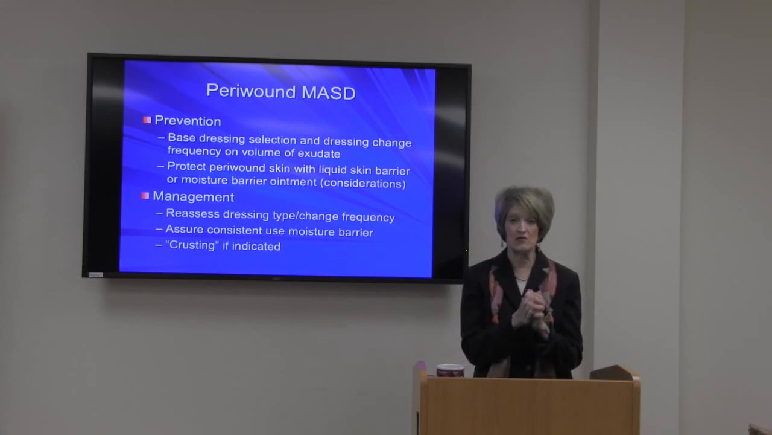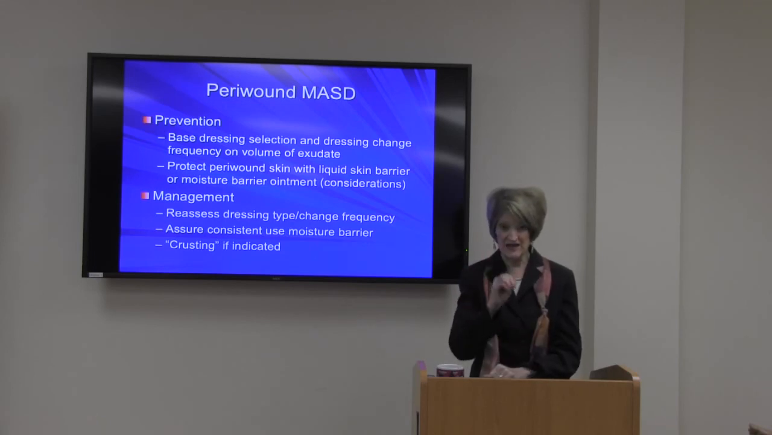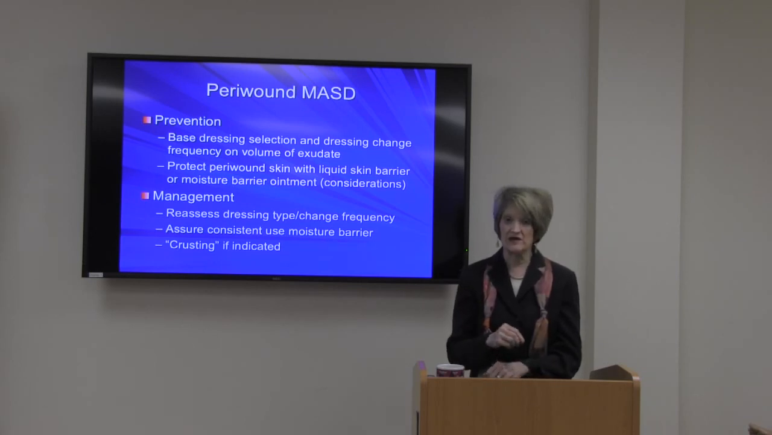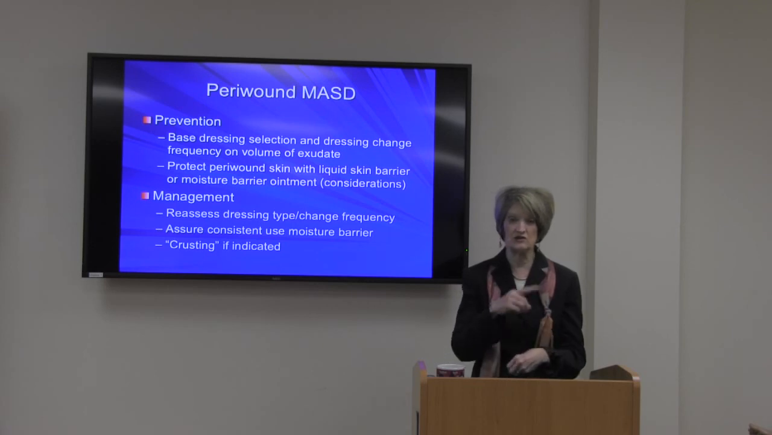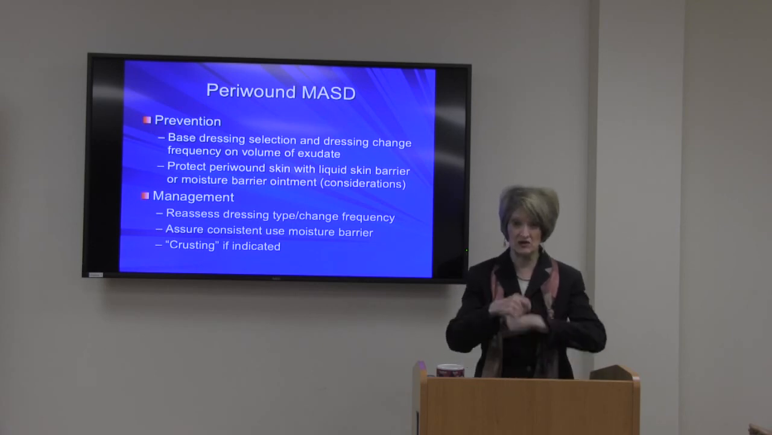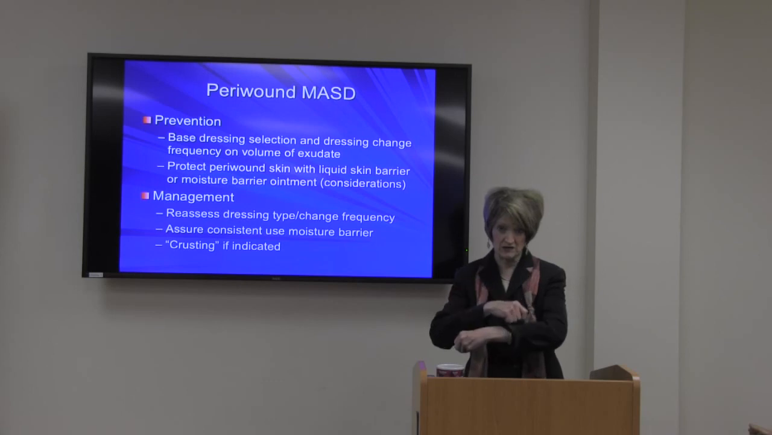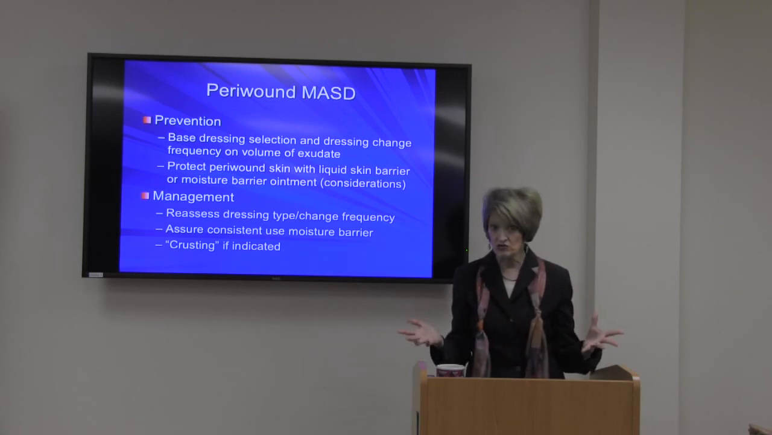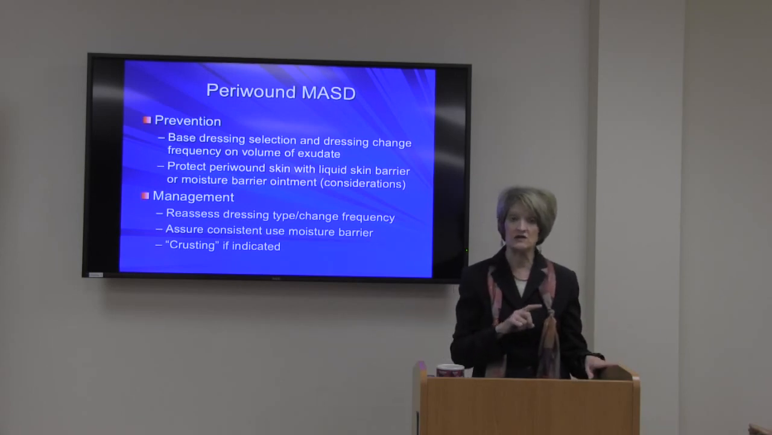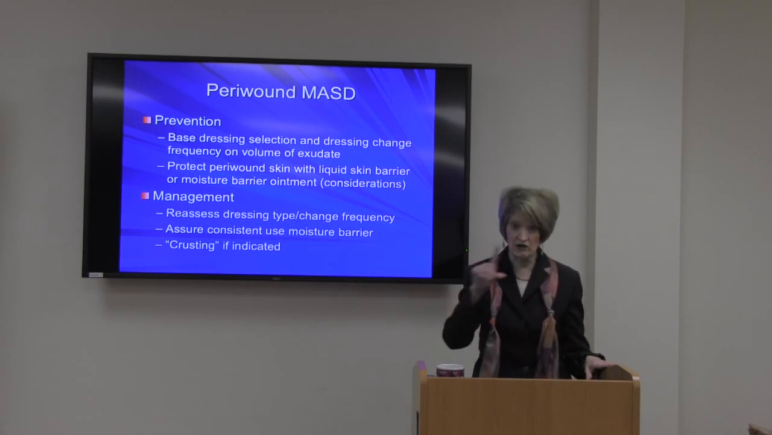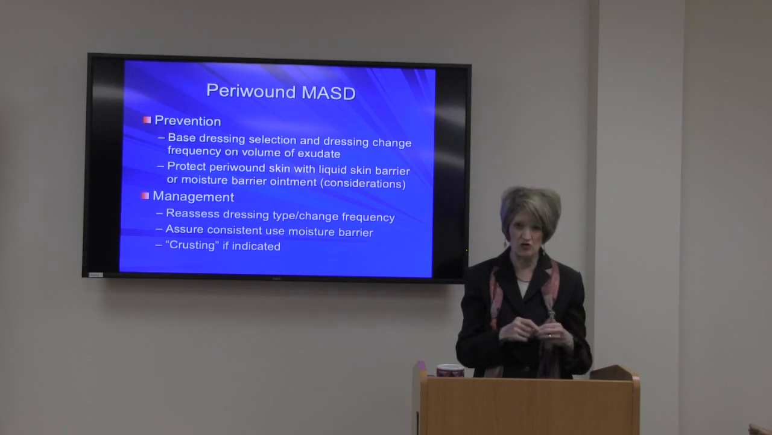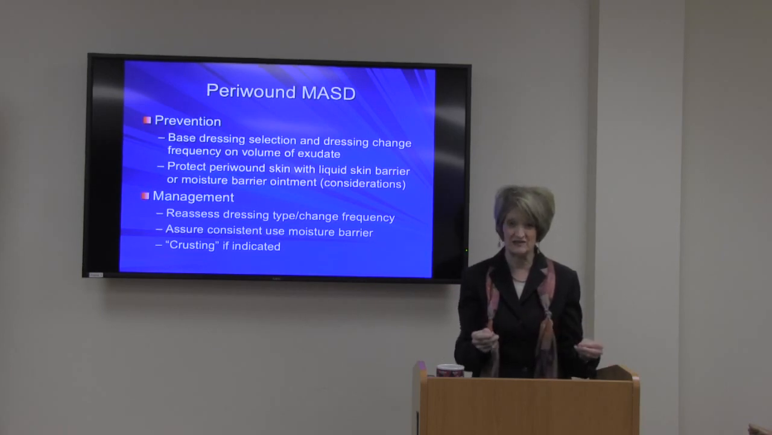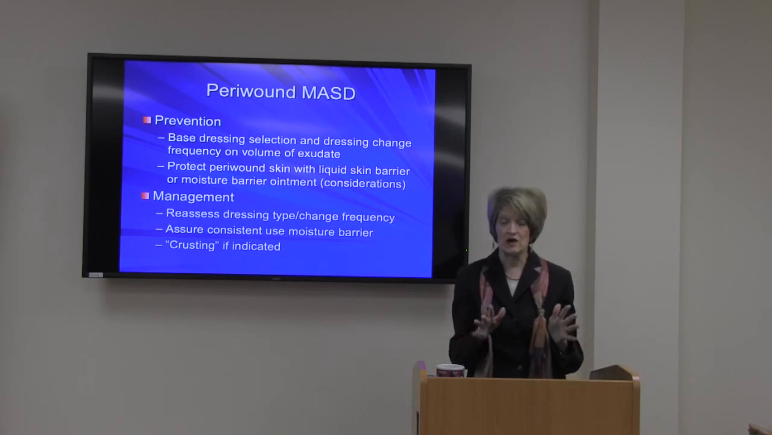Also, it should become routine practice to protect the peri-wound skin with some kind of moisture barrier. If it's an extremity wound, you could use a moisture barrier ointment because you can secure the dressing with a wrap gauze. If it's a trunk wound, you're much better off using an alcohol-free liquid barrier film because most of the time trunk wounds are going to be managed with adhesive dressings. So routine use of a moisture barrier.